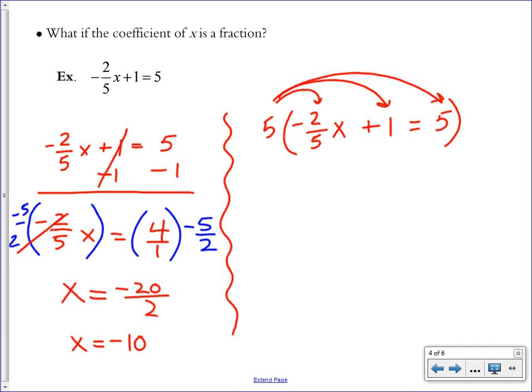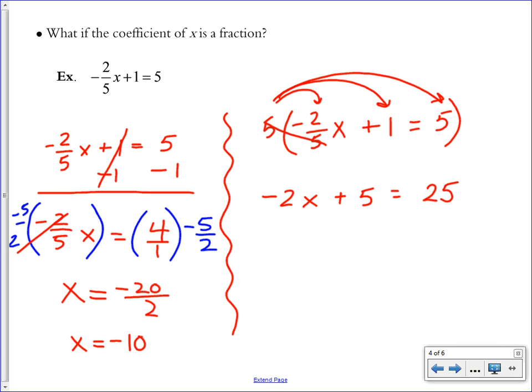When you multiply the whole number 5 by the fraction negative 2 over 5, it's like there's a 5 on top and a 5 on bottom, and they would cancel each other out, leaving you with a negative 2x. The rest of the equation is still getting multiplied by 5, so we have 5 times a positive 1, and we have 5 times a positive 5. And now you have an equation with no fractions in it.